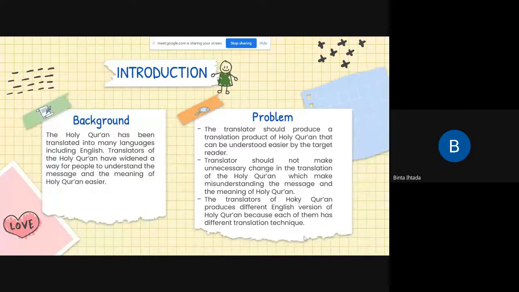And here are the problems. The first problem is the translator should produce a translation product of the Holy Quran that can be understood more easily by the target reader. The translator should not make unnecessary changes in the translation of the Holy Quran, which cause misunderstanding of the message and the meaning of the Holy Quran. The translators produced different English versions because each of them has a different translation technique. Then the researcher aimed to compare the three English versions of Ar-Rahman Surah and also describe the most dominant translation technique used by the three translators to translate the Holy Quran.